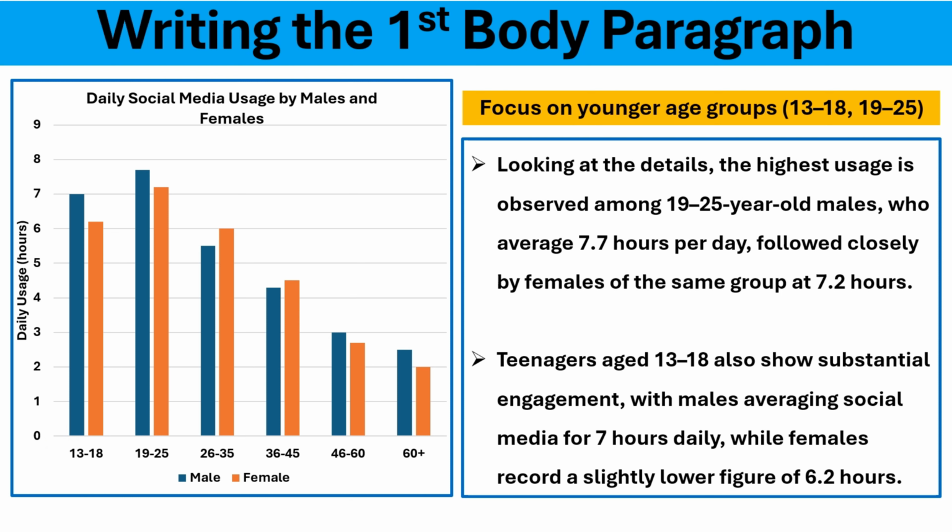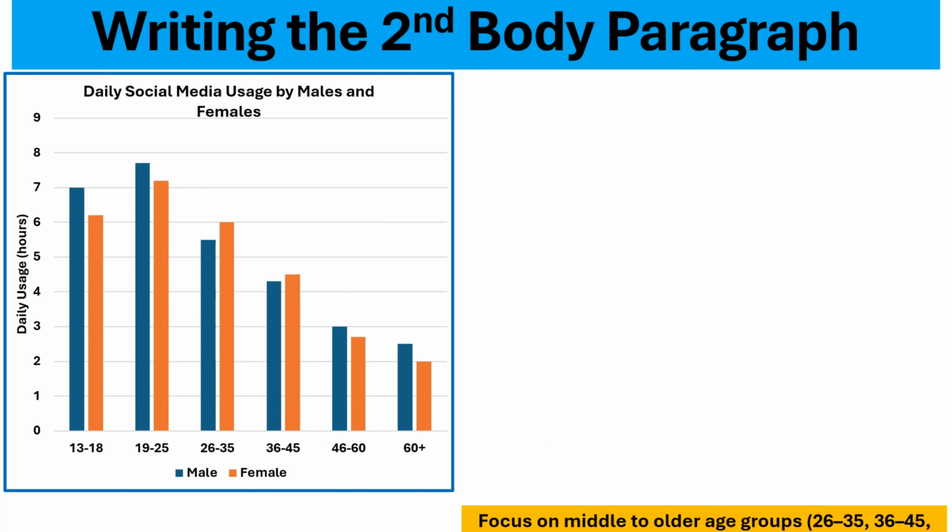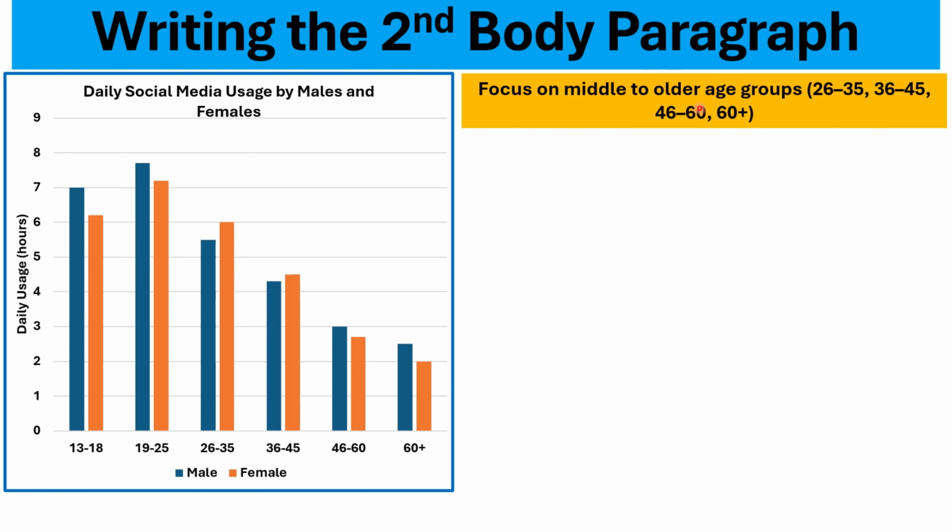Now let's move on to the second body paragraph. Our second body paragraph focuses on the middle to older age groups, those aged 26 to 60 and above. We start this paragraph with an interesting observation. The gender pattern reverses in the 26 to 35 age group. Here, females slightly surpass males, which is a key point to highlight. Again, we make a direct comparison between the two genders using specific data.